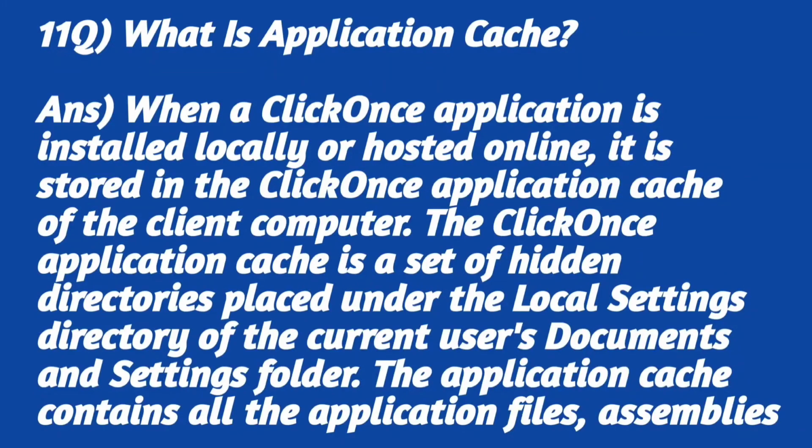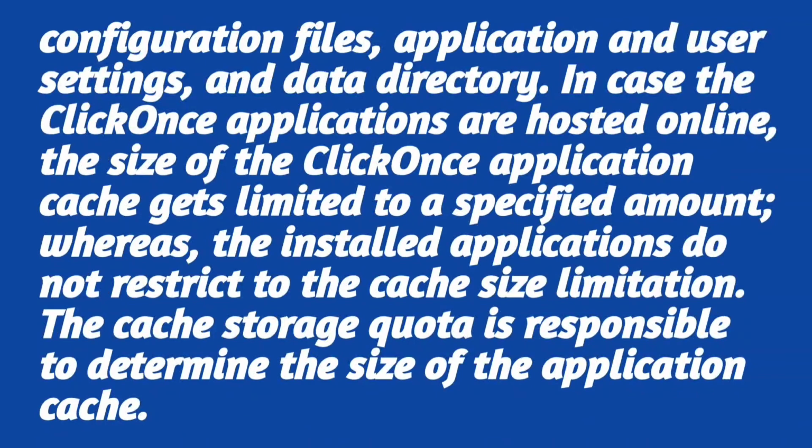What is application cache? When a Click Once application is installed locally or hosted online, it is stored in the Click Once application cache of the client computer. The Click Once application cache is a set of hidden directories placed under the local settings directory of the current user's documents and settings folder. The application cache contains all the application files, assemblies, configuration files, application and user settings, and data directory.